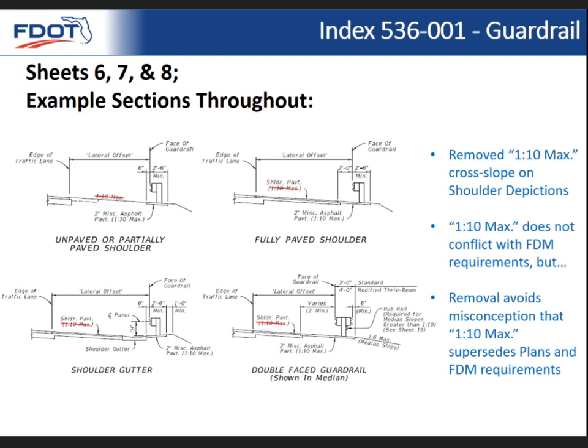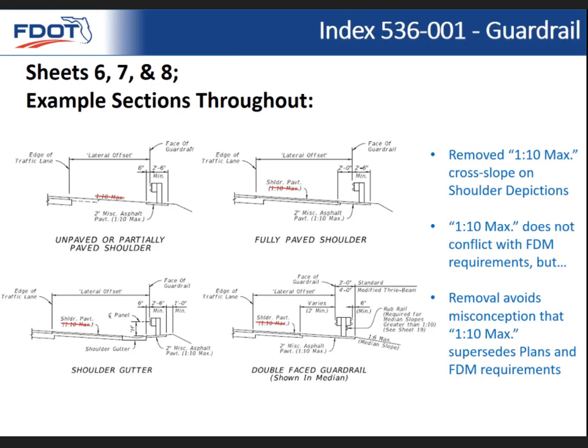Okay, just going through a few things we've changed with the guardrail concerning the designers. We had received some input on this. So in the recently released standard, we went ahead and called out the maximum slope on shoulders for proper guardrail function. And we had heard some feedback that maybe contractors might only look at the 1 to 10 max and then not realize that they need to be looking to the plans. And also designers might see this and think that they only need to meet 1 to 10 max. They don't need to look at the FDM.